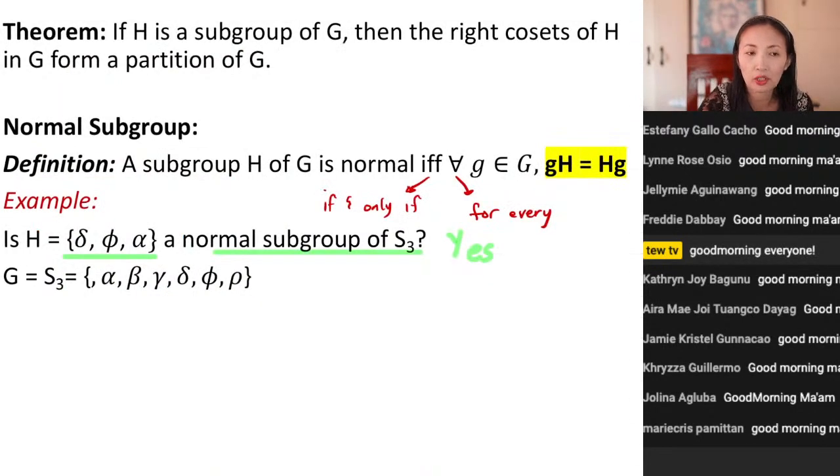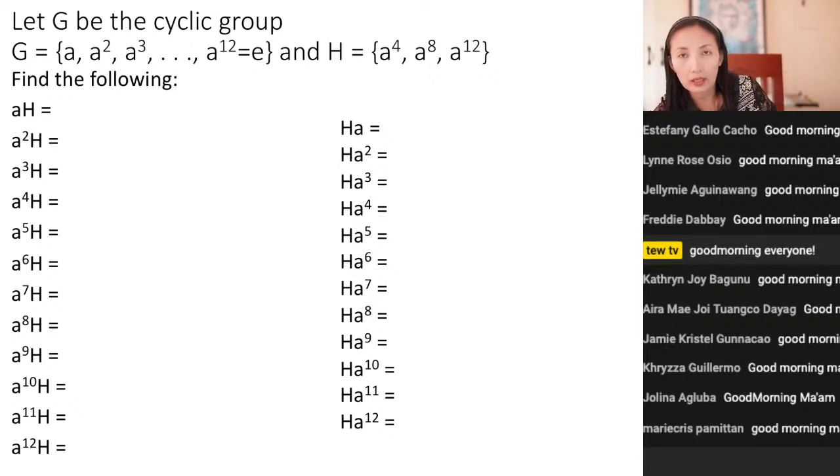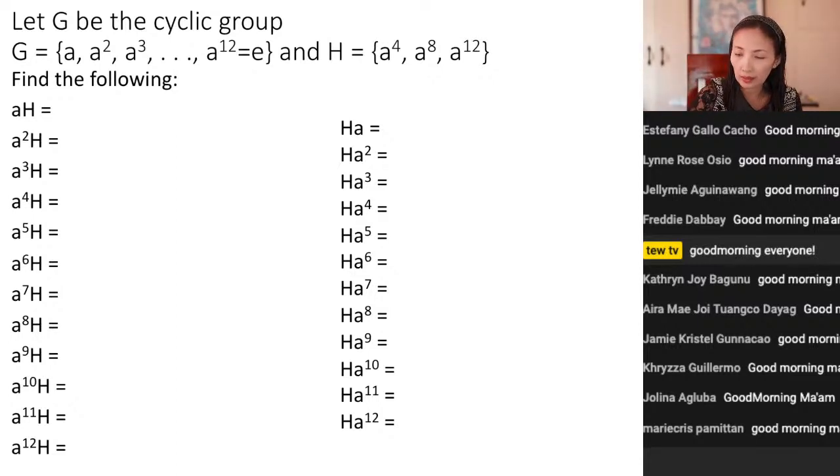So that's how we form the left and the right cosets and check whether H is a normal subgroup or not. Now let's have another example of finding the cosets and determining whether the given subgroup is a normal subgroup or not a normal subgroup of the given group.